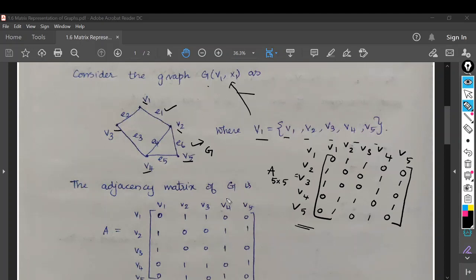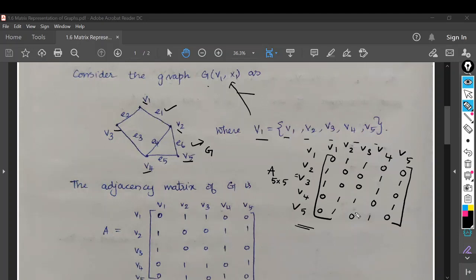From this adjacency matrix we can learn some properties, or we can make some observations. Since no loop is allowed, all the diagonal elements are 0, right? And one more thing, this adjacency matrix is a symmetric matrix. If V1 is adjacent to V2, then V2 is also adjacent with V1. So this element is 1, this element is 1. If V1 is adjacent with V3, then V3 is also adjacent with V1. So the matrix is going to be a symmetric matrix. So this is the second observation.